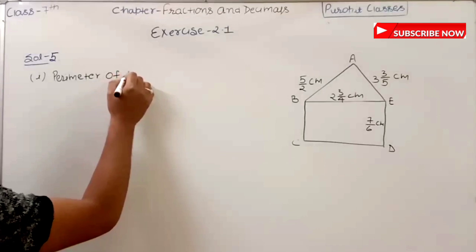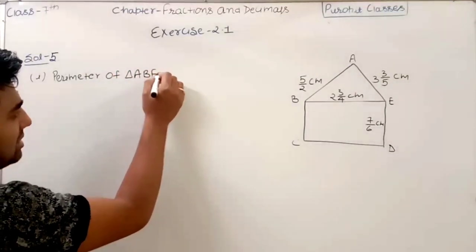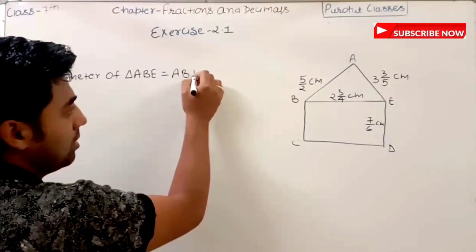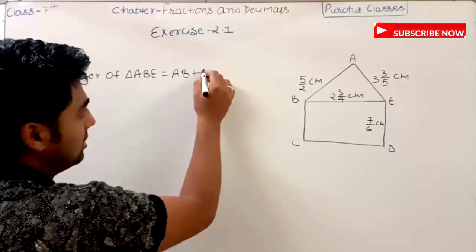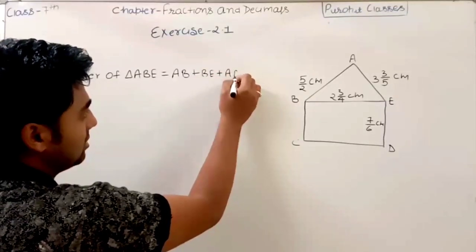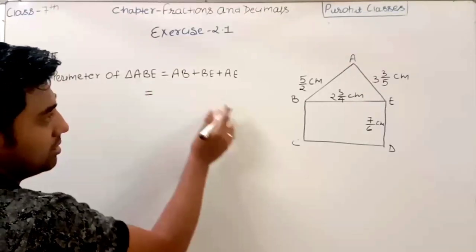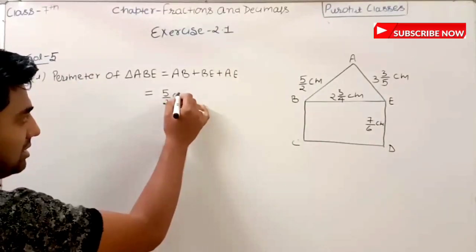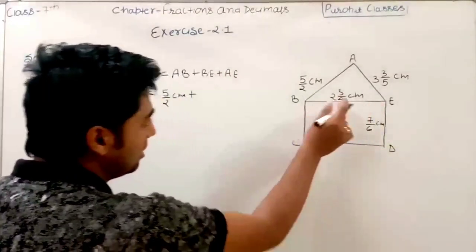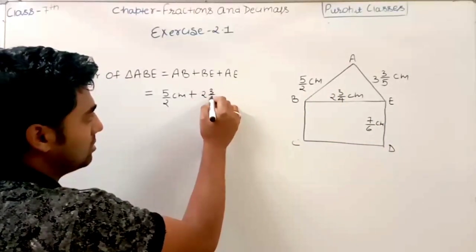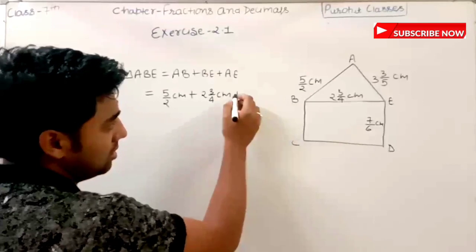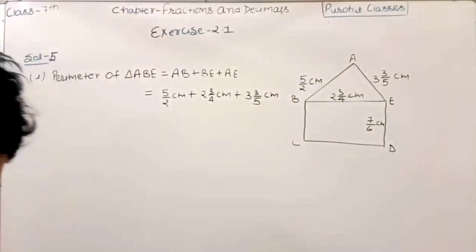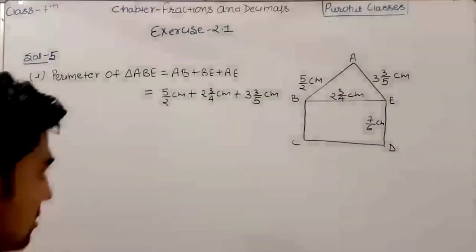Perimeter of any figure is given by the sum of all its sides. So this will be equal to AB plus another side BE plus the last side AE. Let us put the values here. AB is equal to 5 by 2 centimeter plus BE 2 whole 3 by 4 centimeter plus AE is 3 whole 3 by 5 centimeter. Is it visible? It is visible.